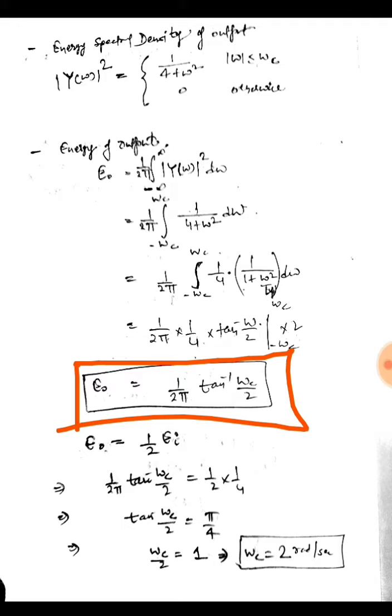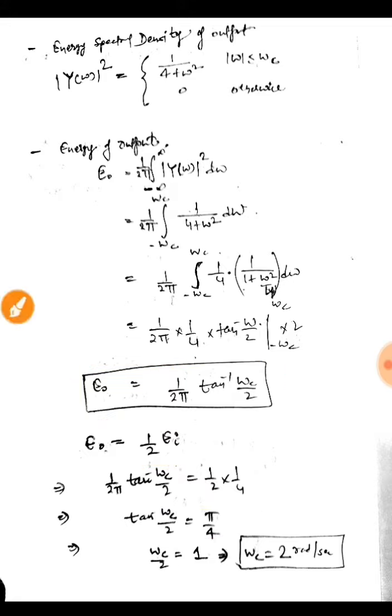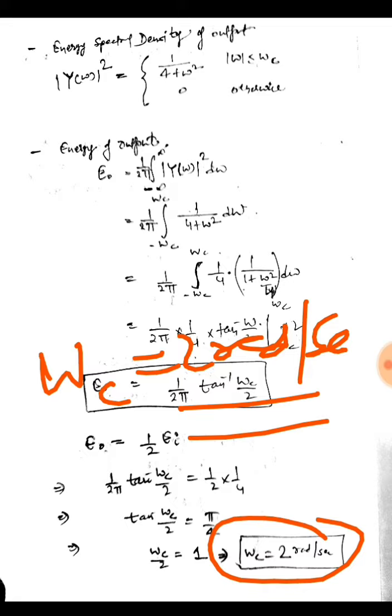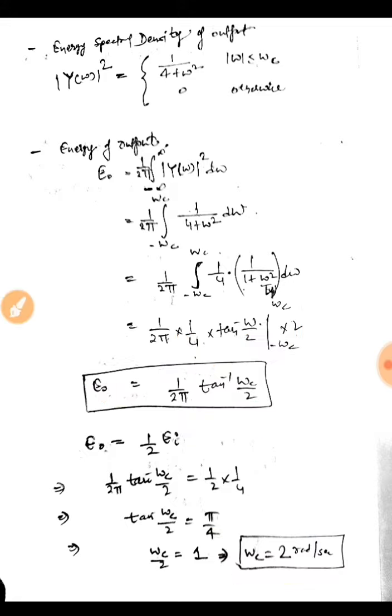So this is our output signal energy, and input signal energy was 1 by 4. I need a filter which passes only half of the energy of the input signal. So E0 should be 1 by 2 Ei. Putting the E0 and Ei values in this equation, I get tan inverse (omega c by 2) is equal to pi by 4, or omega c by 2 is equal to 1, or the cutoff frequency now comes out to be 2 radian per second. So omega c is 2 radian per second. This is how we can calculate the bandwidth frequency of a low pass filter.